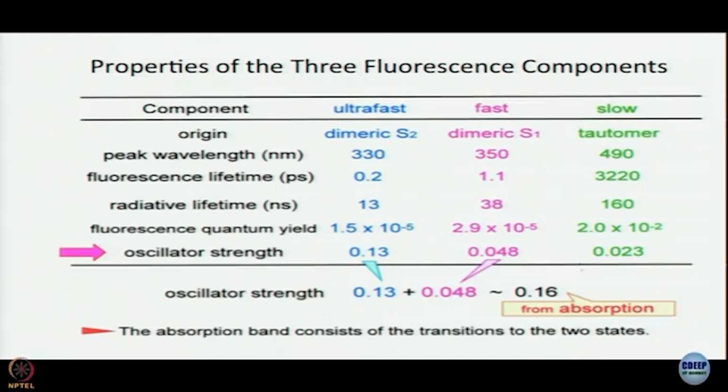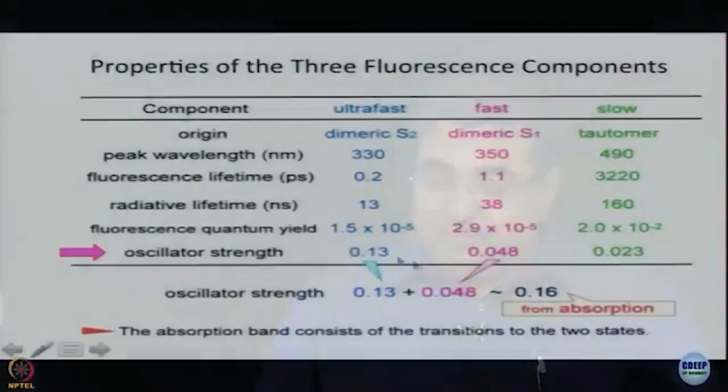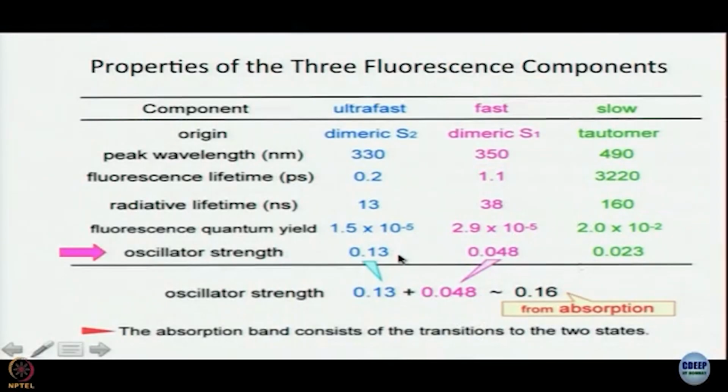Remember what I said a little while ago, generally when you say oscillator strength, you think of absorption spectrum. From there is a straightforward determination from epsilon. That turns out to be about 0.16. And when you sort of back calculate from the fluorescence data, it turns out that almost the entire oscillator strength is accounted for by excitation to the species associated with ultra fast and fast components.